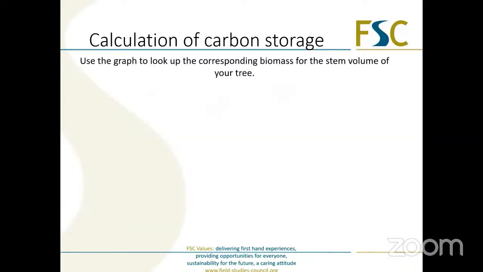Now we have the volume of the stem, we need to work out how much of that stem is dry biomass. Some woods are harder than others as they are denser. Therefore, the biomass will depend on the type of wood, i.e. its species, as well as its size. We can use the graph to look at the corresponding biomass for the stem volume of your particular tree.